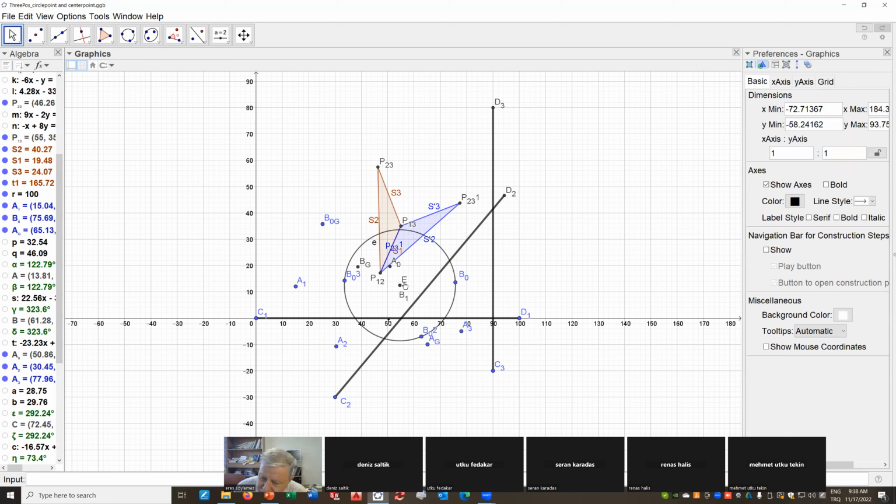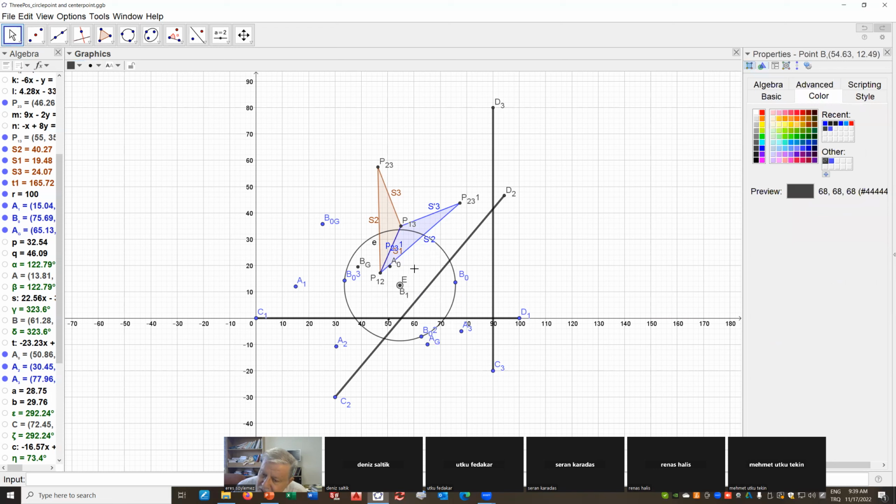This is the point. B1 and that point E is the same. So in the second case, I have simply inverted the motion and determined B1 as the center point for B0.